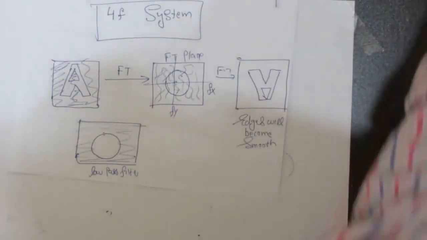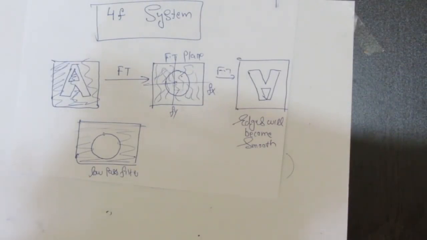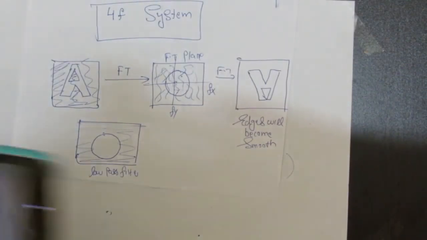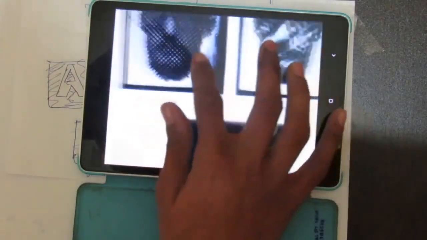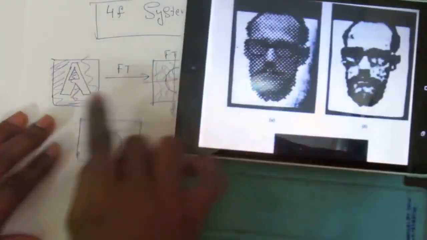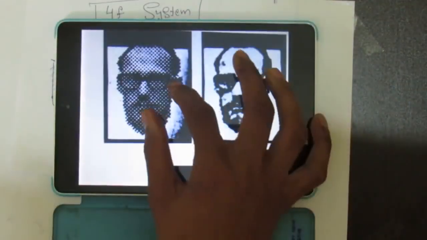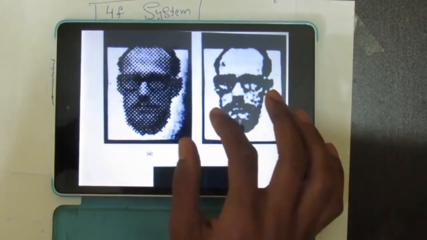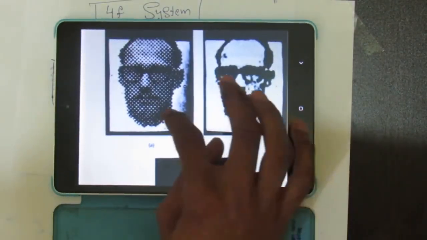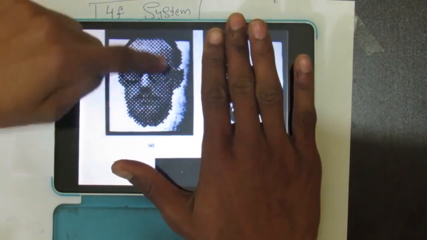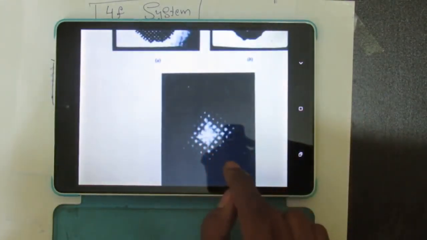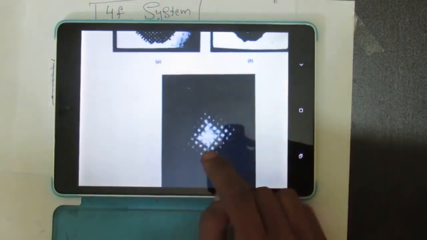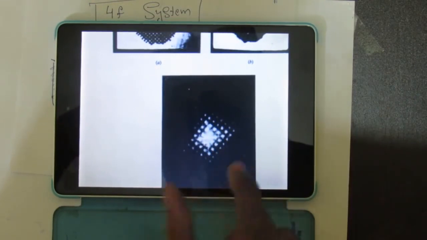So I can show you some images of how this kind of filtering can make the edges smooth. Here you have an example, I hope you can see. In the previous example I took the symbol A, but in this example I have taken this diagram from the same book, Optical Electronics by Ghatak and Thyagarajan. This is the input image. As you can see, it has very sharp details, very small dots everywhere. And this is the Fourier spectrum of this image, the spatial frequency spectrum that they get on the back focal plane of the lens.